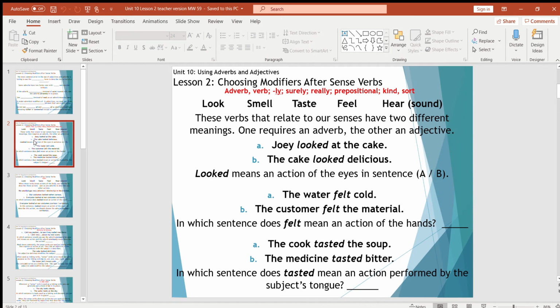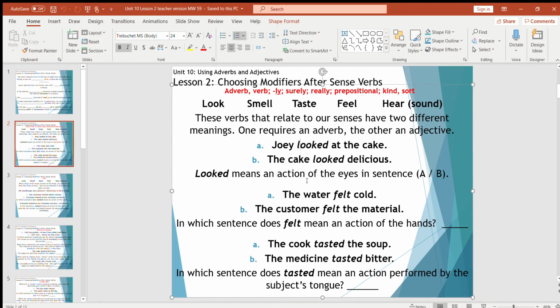All right, now we have look, smell, taste, feel, hear, meaning, sound, okay? So these verbs that relate to our senses have two different meanings. One requires an adverb, the other requires an adjective. So if we have Joey looked at the cake versus the cake looked delicious, which sentence has looked meaning an action of your eyeballs? That would be A, right? Joey is physically looking at the cake.